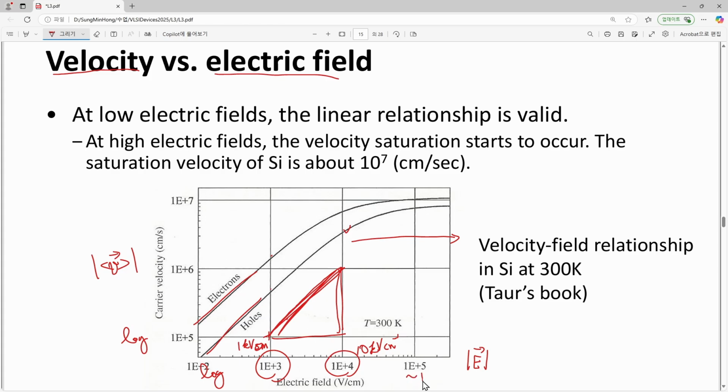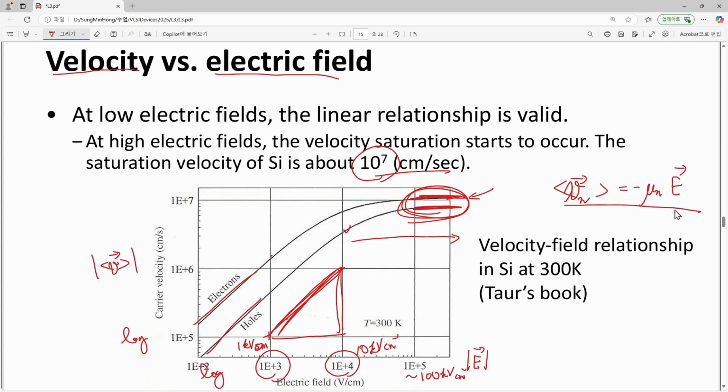And eventually, when we go to quite a high electric field, what is high? It's around 100 kilovolt per centimeter. In this case, we now have a more or less constant value, and we say that the velocity is saturated. Regardless of the type of charge carrier, electrons and holes, both of them are around 10 to the 7 centimeter per second. Okay, so don't be confused with our previous expression that velocity is proportional to the electric field.